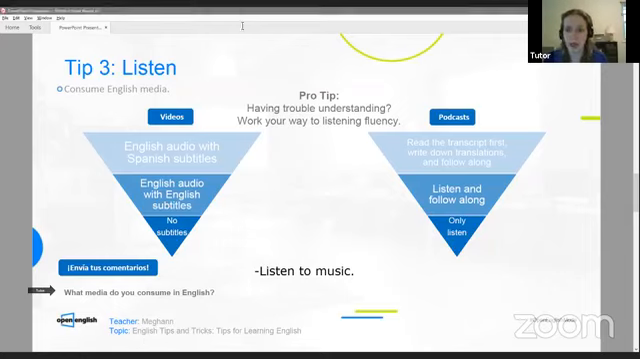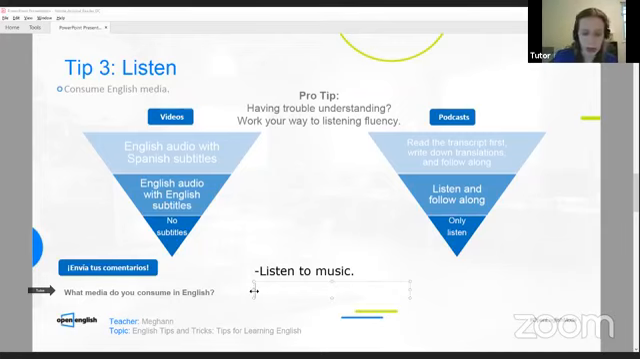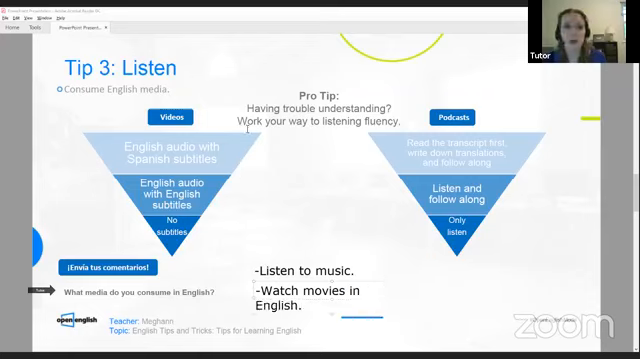Let me put that here. So I will put that you can watch movies in English. Excellent. These are great strategies, great tips. Very nice work. Let's continue.